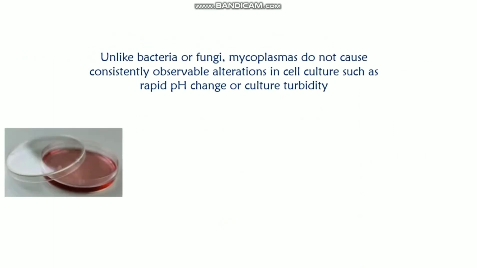Unlike bacteria or fungi, mycoplasma do not cause consistently observable alterations in cell culture such as rapid pH change or culture turbidity. We know that in bacterial contamination, the cell culture supernatant becomes turbid very easily, so we can identify the bacteria. But in the case of mycoplasma, we cannot identify it because it is very tiny, and there is no pH change or supernatant change, so it is very hard to detect.